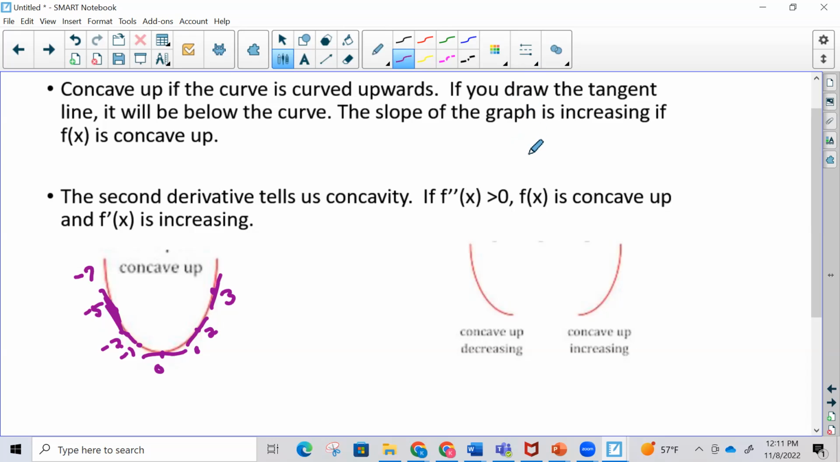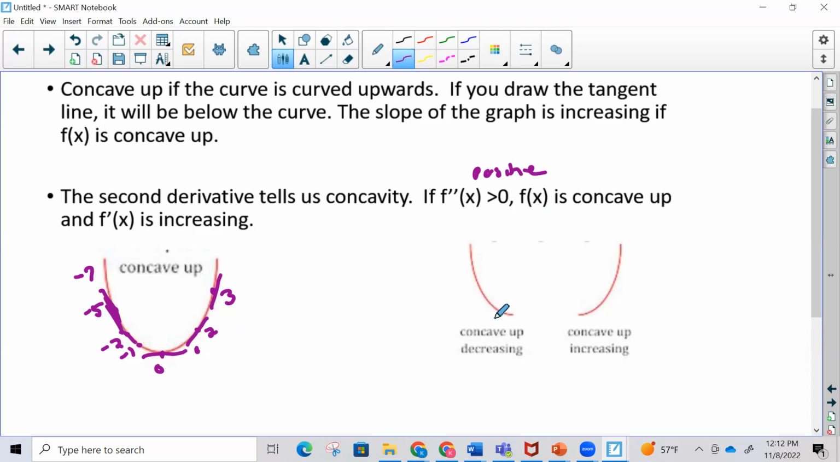The second derivative tells us concavity. So if the second derivative is greater than 0, so if the second derivative is positive, we know our function is concave up and the derivative is increasing. So the second derivative is the derivative of the first derivative. So you're taking it twice. So you're finding the slope of the slope. And when that is increasing, our function is concave up.